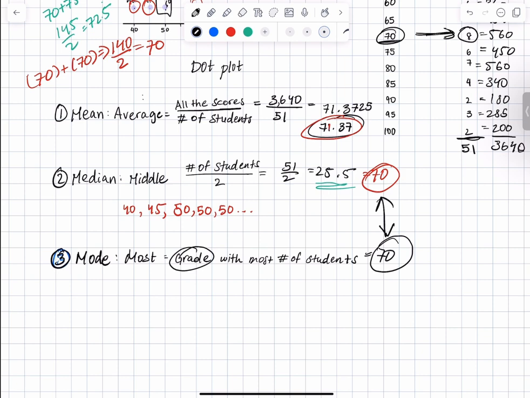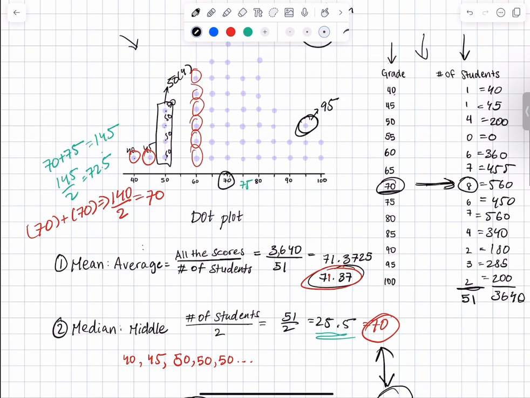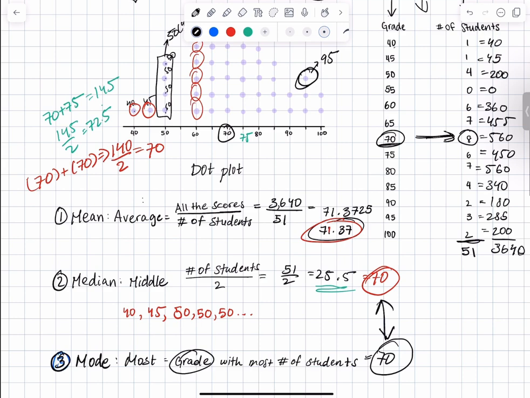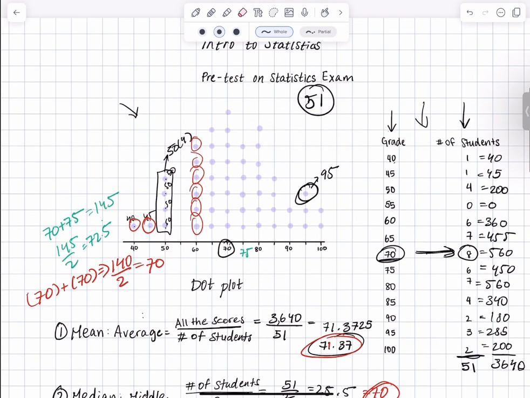Now, how do you find out which one of these 3 to use in a situation like this? Well, the mean will give you the accurate score, the average all the time, and the median will give you the middle, and the mode gives you the most. So let's look at the dot plot here.